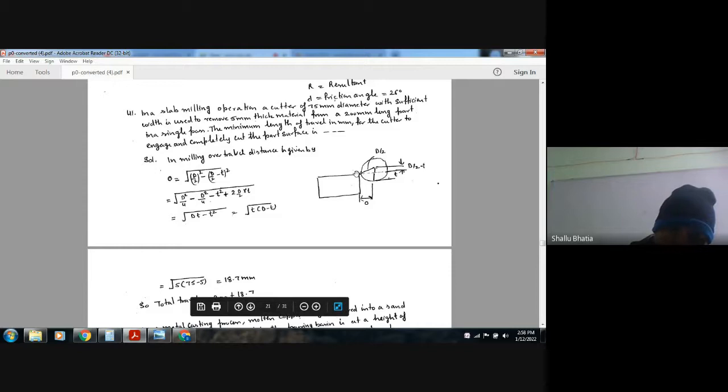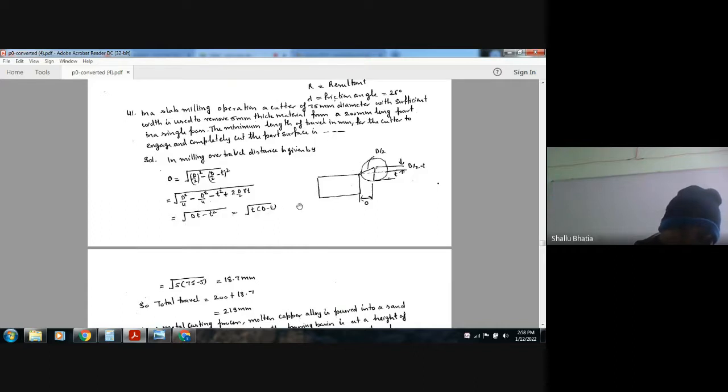D is the diameter of this milling cutter, and this is your D by 2. This is D by 2, and this is the thickness of the cut or width of the cut. So this distance comes out as D by 2 minus t. From this, D by 2 is the hypotenuse and this is the perpendicular, so from this we can get the length. It will be D by 2 here minus D by 2 minus t here. Solving this out, this is just the square root of t times (D minus t).